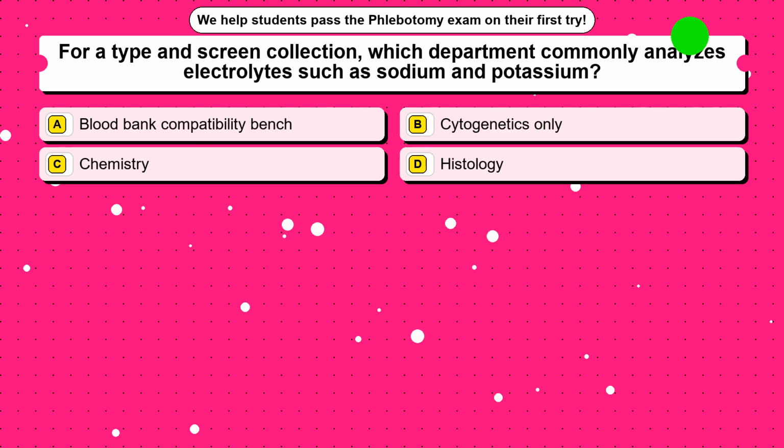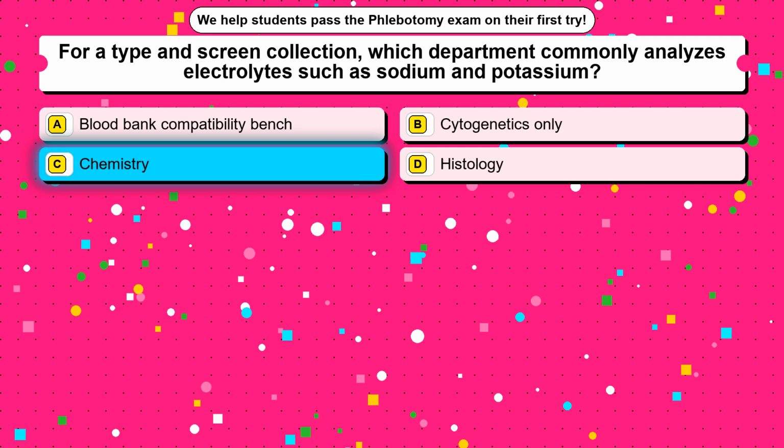Question 76. For a type and screen collection, which department commonly analyzes electrolytes such as sodium and potassium? Option A, blood bank compatibility bench. Option B, cytogenetics only. Option C, chemistry. Option D, histology. The correct answer is option C, chemistry.